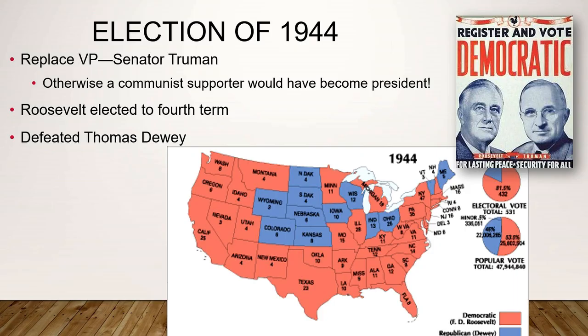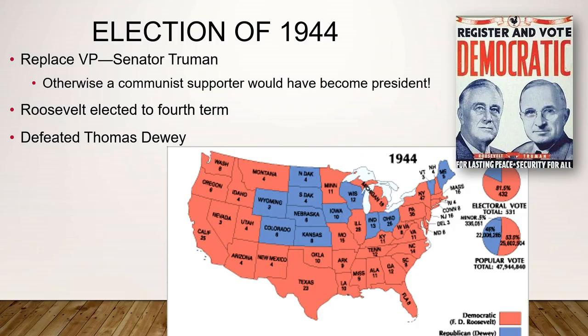Now, he chooses another vice president, and that's another whole story, because the sitting vice president was kind of tainted by communist connections. There were spies working with him, all sorts of nefarious stuff. And so he had to get a new vice president. He picks Senator Truman from Missouri.